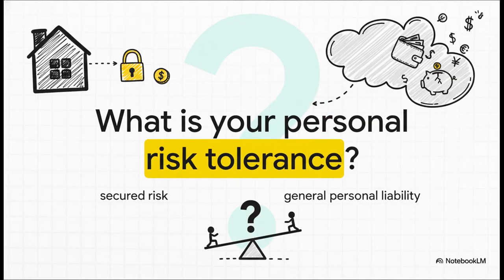Now, this one is deeply personal. Really think about it. Are you more comfortable with the specific, contained risk of losing one piece of property if things go south? Or are you more comfortable with a general personal liability that doesn't tie up a specific asset but could have wider financial consequences? There's no right or wrong answer here, just what's right for you.